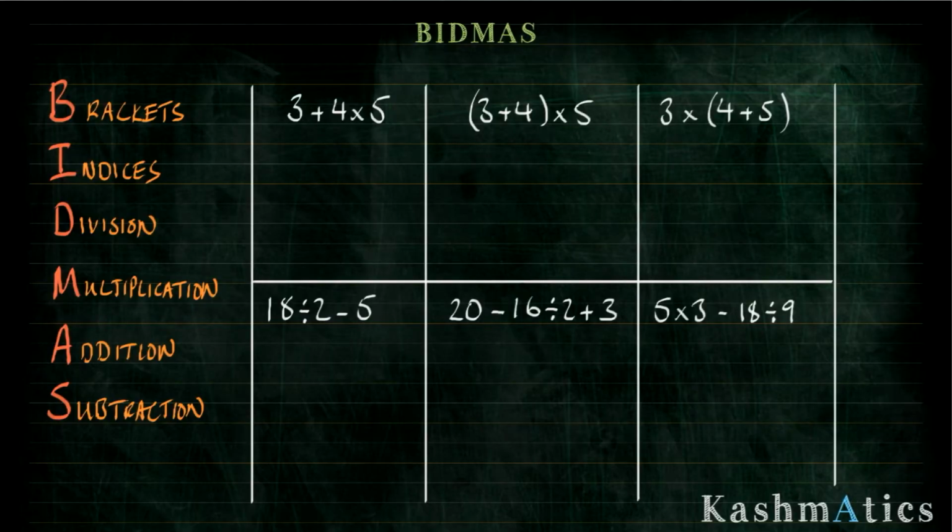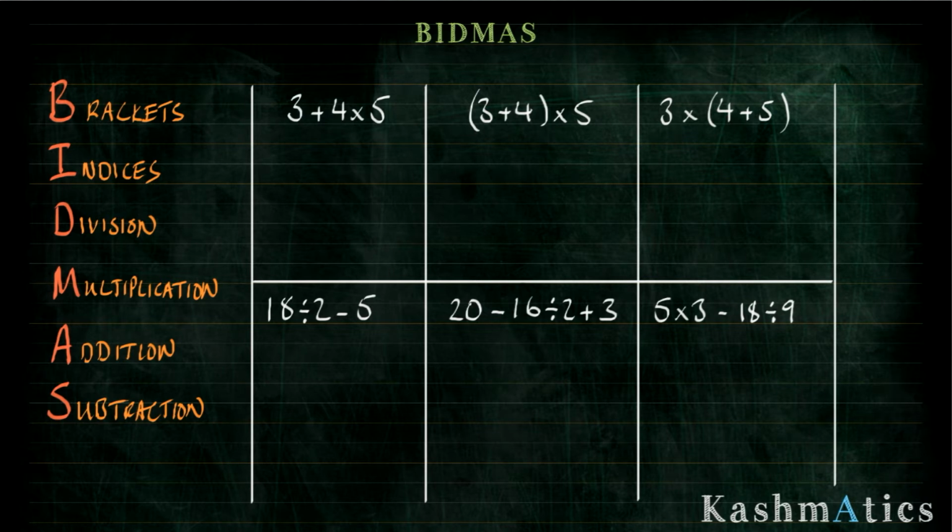Now BIDMAS, or some people like to call it BODMAS, is the order in which we need to perform calculations, and the B stands for brackets. So if there's any brackets in the question, we need to do those first. I stands for indices, so that's like your squares and your square roots, or your cubes and your cube roots. D stands for division, M for multiplication, A for addition, and S for subtraction.